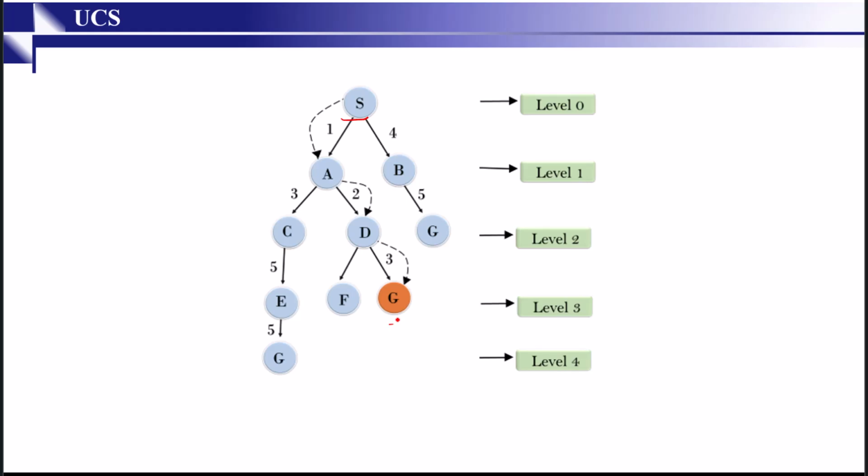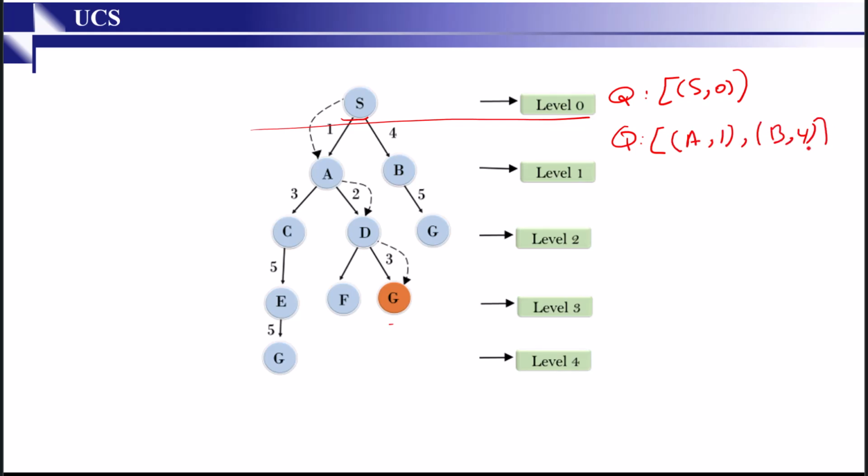So here we see how it works. At the beginning, at level 0, our queue is S and 0. We start from S. We pop S from the queue and expand it. Then our queue will be the children that we have, A and 1, and also B and 4. This is our queue, and S has been removed from it. So we pop the lowest cost node, that is A and 1, and we expand it, because here we have two children, C and D.